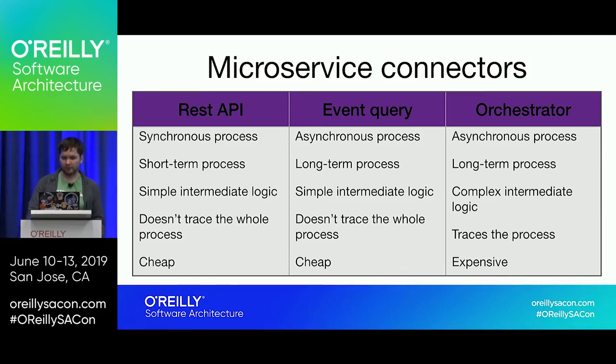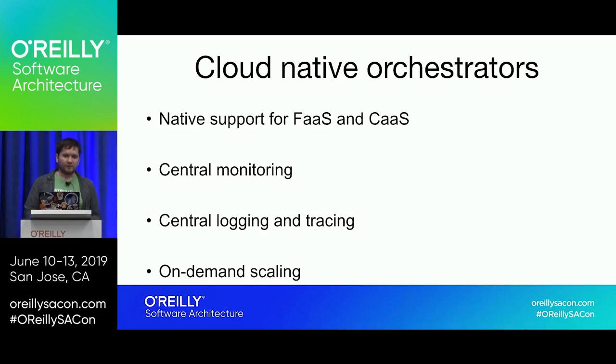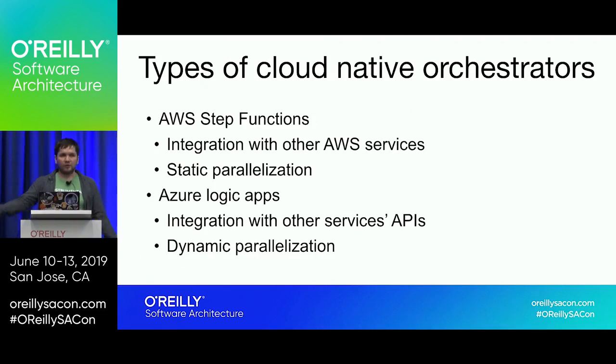If we're looking specifically at why cloud-native orchestrators, it's because they usually have native support for function as a service and container as a service, so you don't have to write code to call them. They have central monitoring, logging, tracing, and they scale. There are 2 kinds of orchestrators: AWS Step Functions, which integrates with other AWS services, and Azure Logic Apps, which has even wider integrations and even has dynamic parallelization.